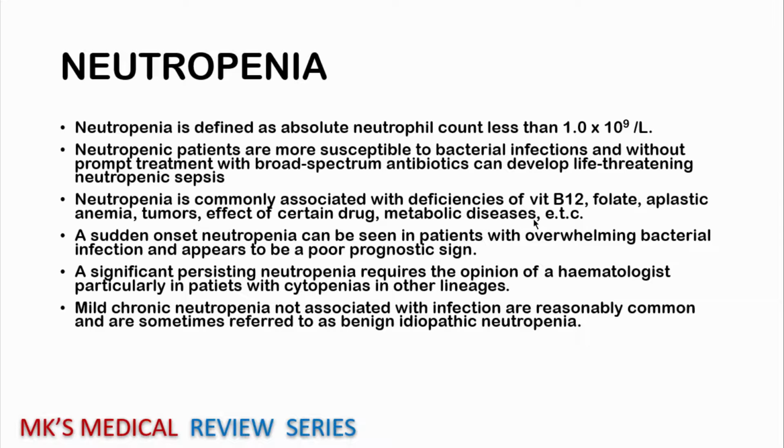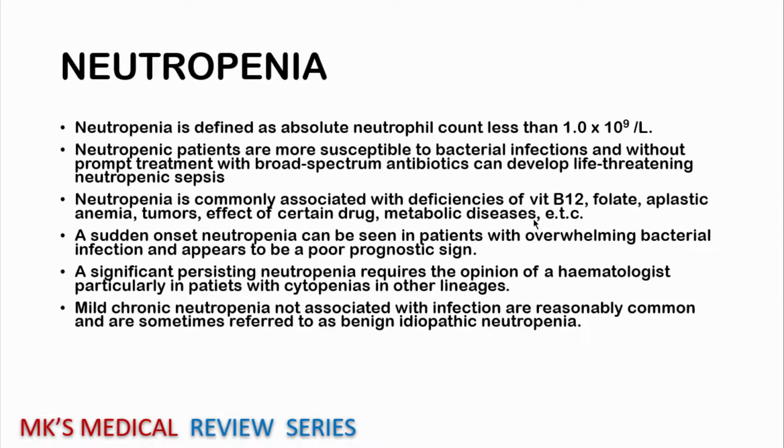And remember that neutropenia is going to be associated with certain things such as vitamin B12 deficiency, folate deficiency, aplastic anemia, tumors, effects of certain drugs, as well as metabolic disease. And you get a sudden onset of neutropenia that is often seen with this overwhelming bacterial infection, and this is a very poor prognostic factor.